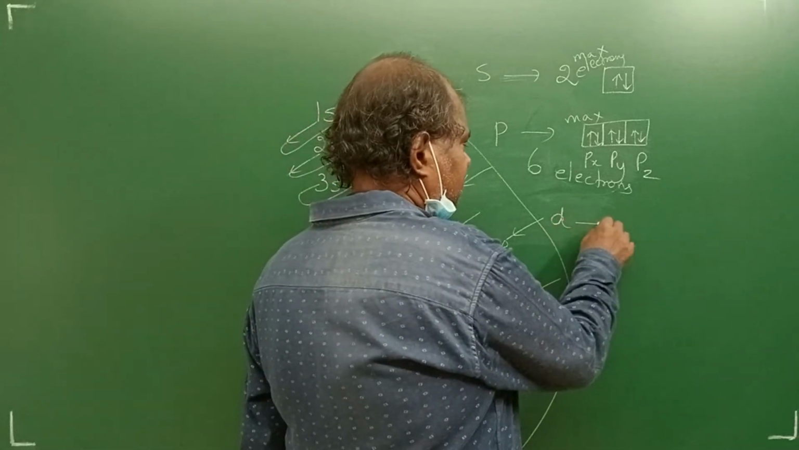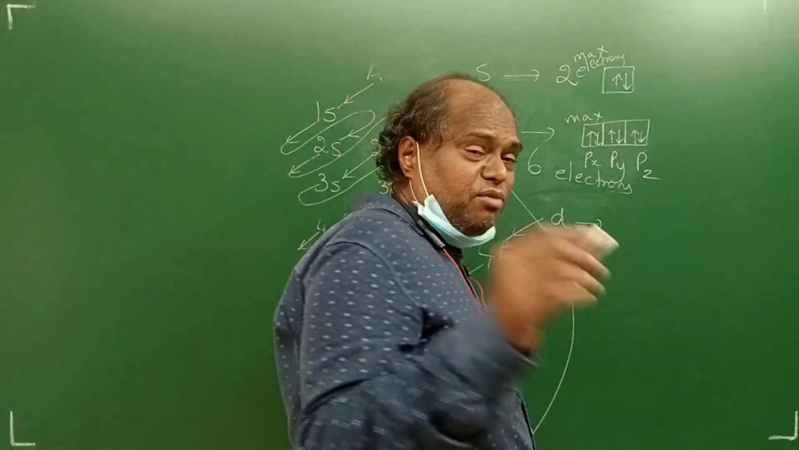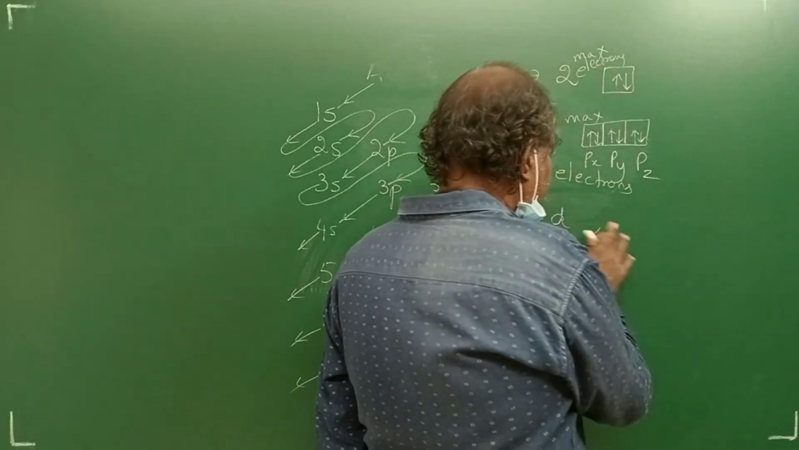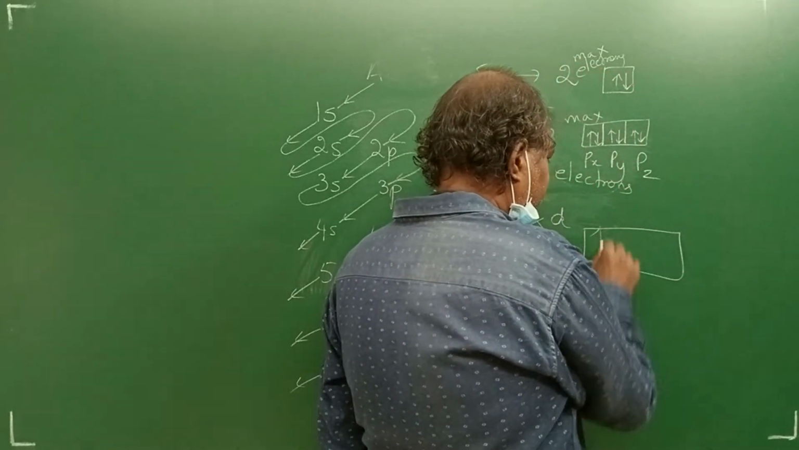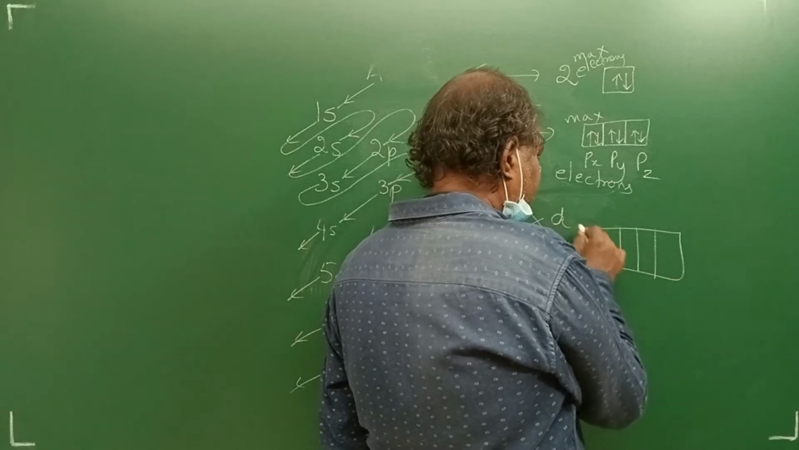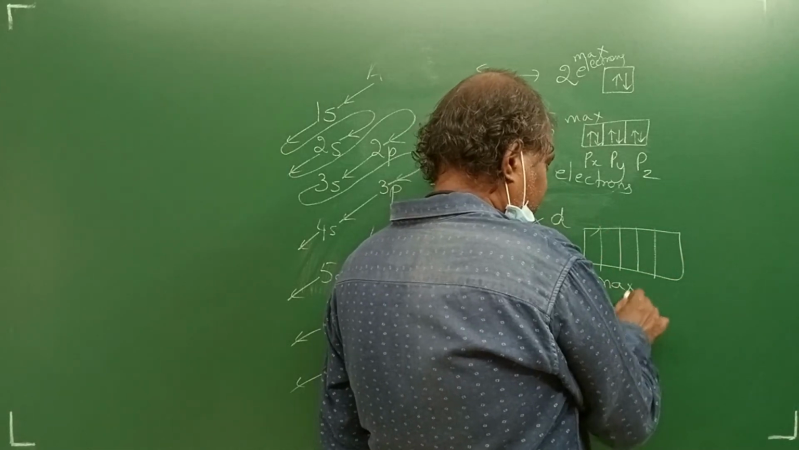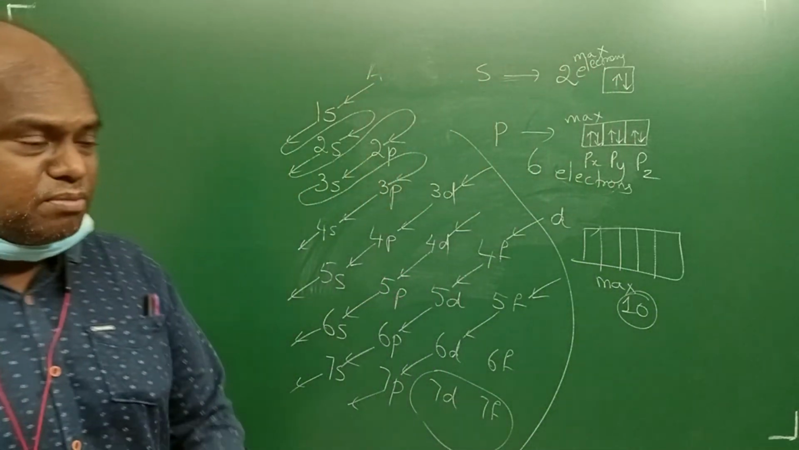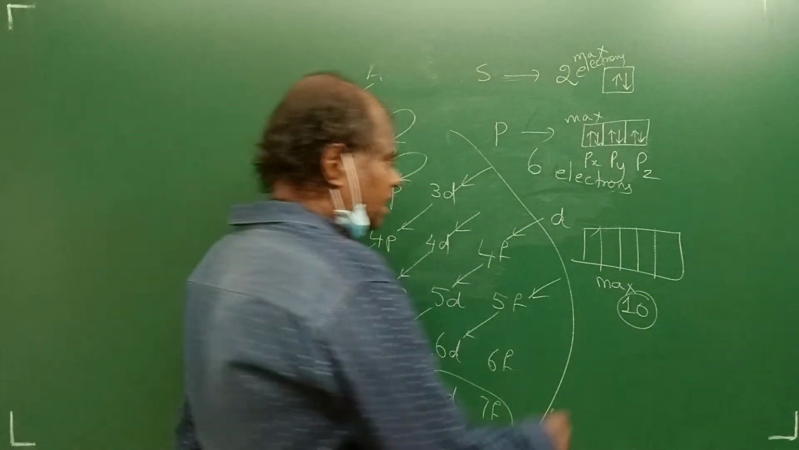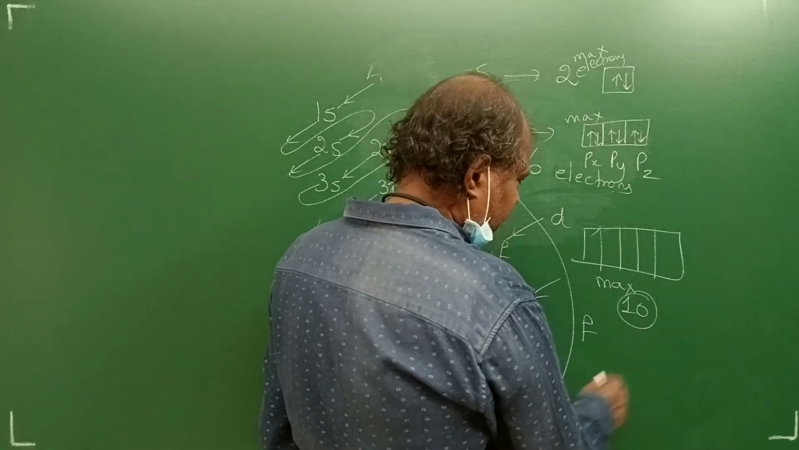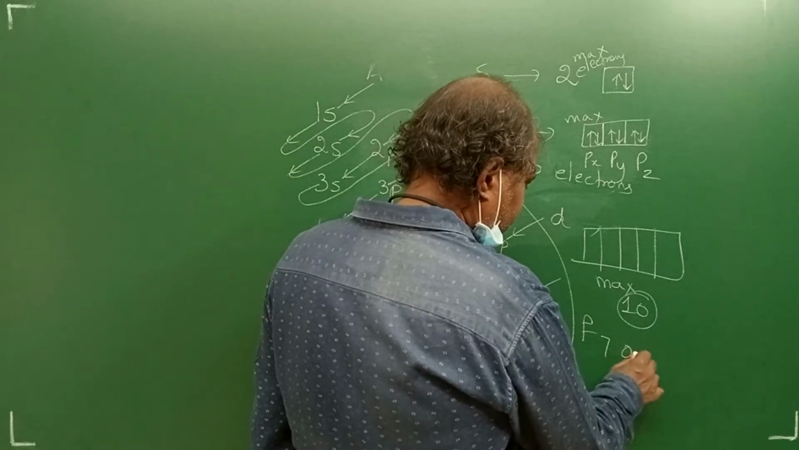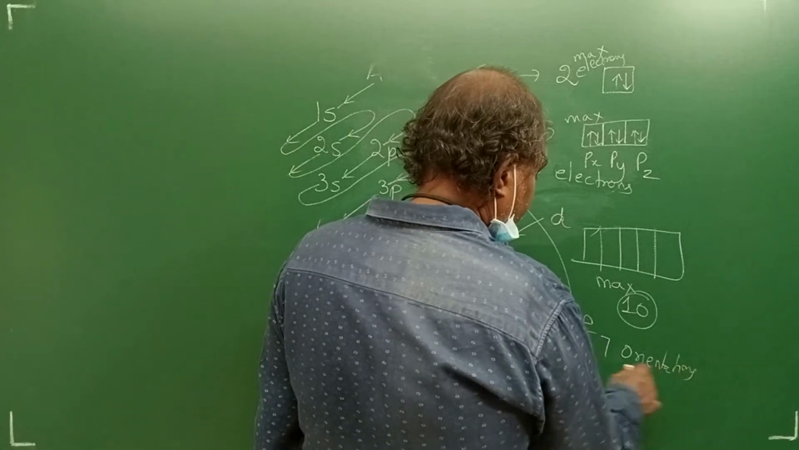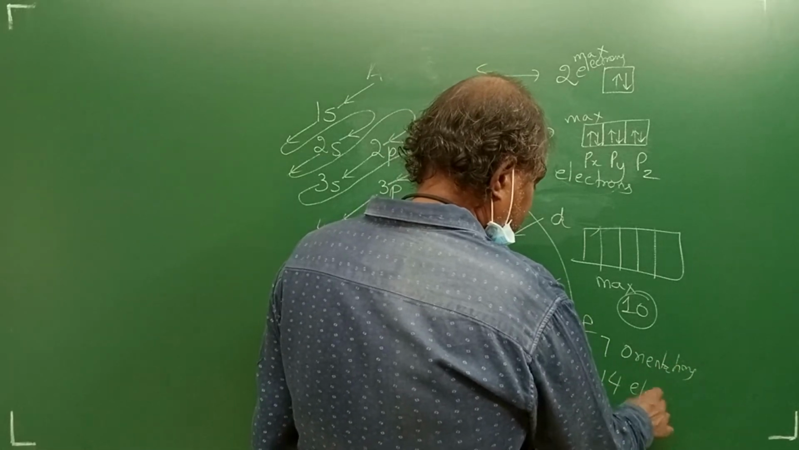Then d. In d you can have 5 orientations only. Yesterday we discussed this. So 5 means, can you guess how much we can fill? 5 means maximum you can fill 10 electrons, right? So d maximum 10 electrons. Similarly for f, there are 7 boxes you can draw. So f will have 7 orientations, right? So students, maximum you can fill is 14 electrons. Is that clear?